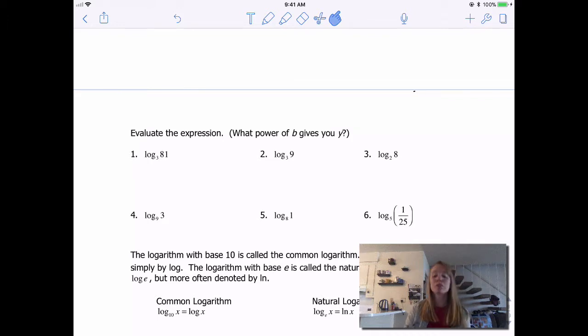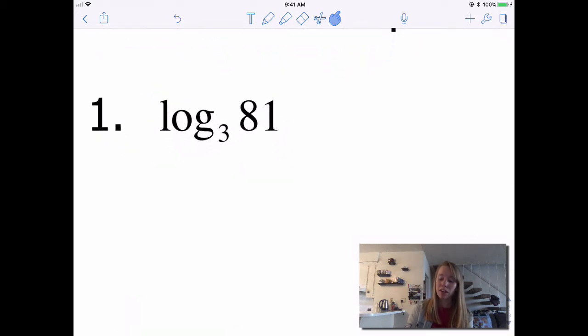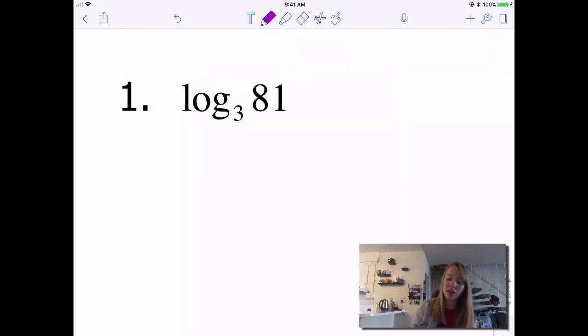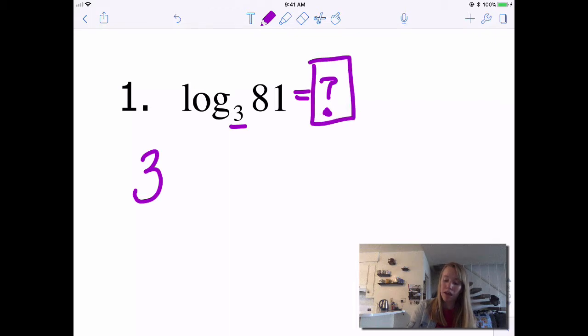The next thing we're going to do is evaluate this expression. So what power of b gives us y is how they want us to think of it. I'm going to write it like this. I've got log base 3 of 81, and I want to know what that is. So I'm going to say that equals something, I don't know what. What can I write down? I know that my base has to be the same as my base, and then logs equal exponents. So my exponent is that question mark. So 3 to what power equals 81?